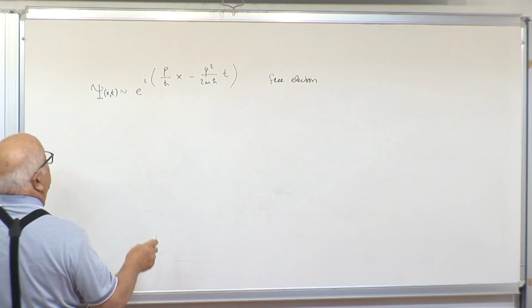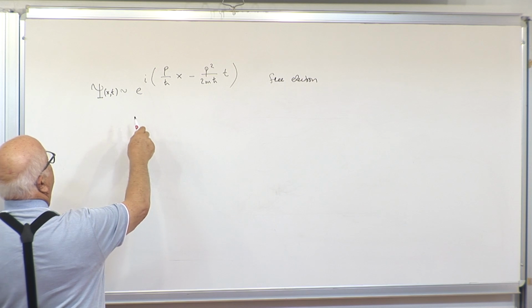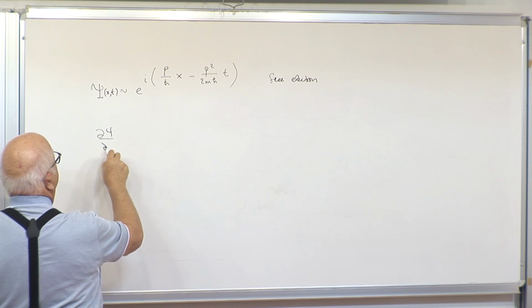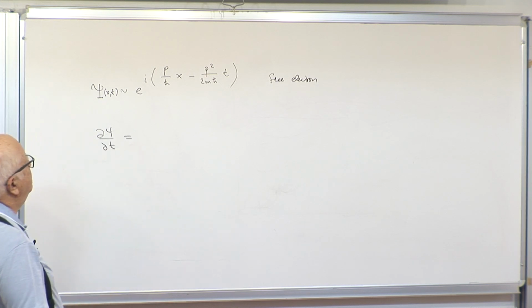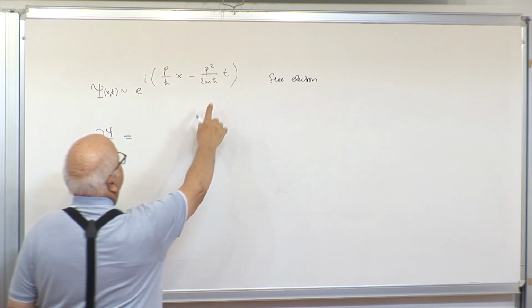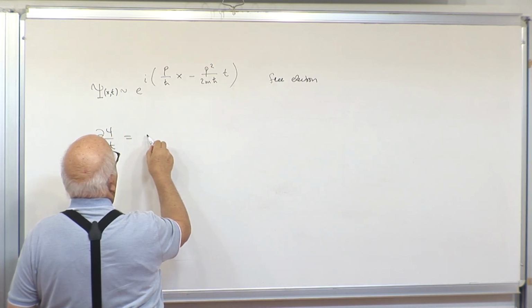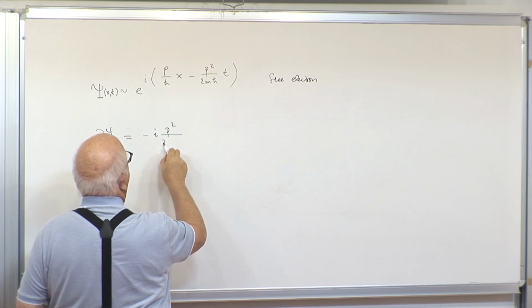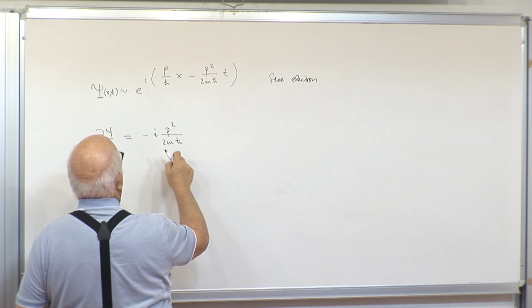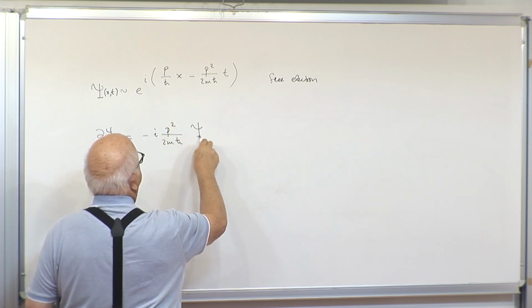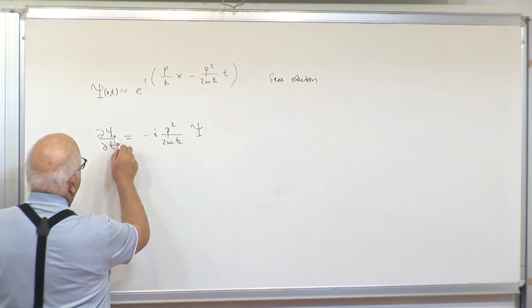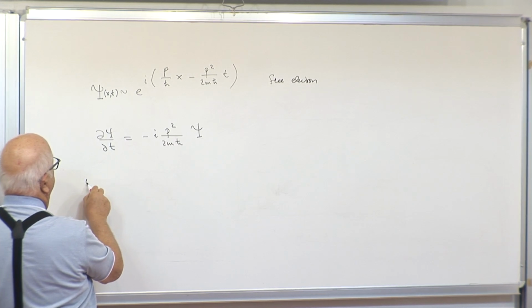differential equation. All right, so let's first try differentiating with respect to time. So del psi, del t is going to be, when I differentiate this with respect to time, it's going to bring down a minus i p squared over 2m h bar times the psi, again psi itself, because it's the exponential function. All right. So let me just multiply both sides by i h bar.